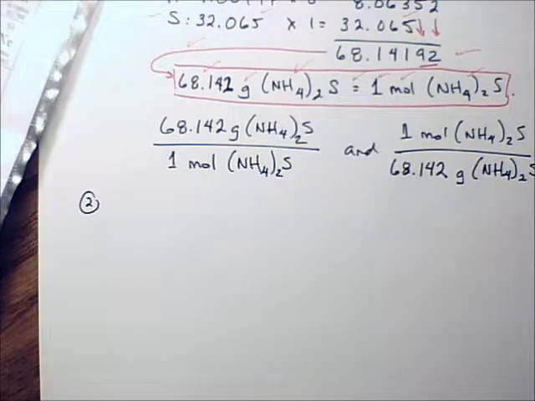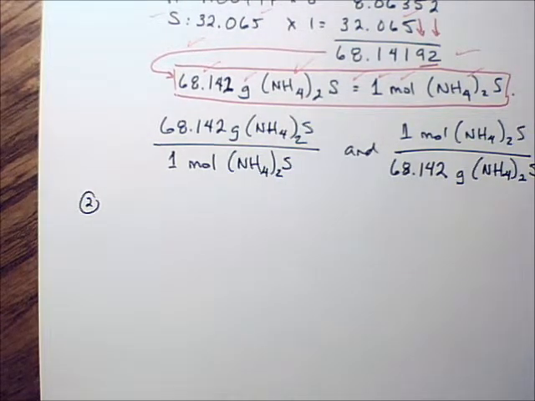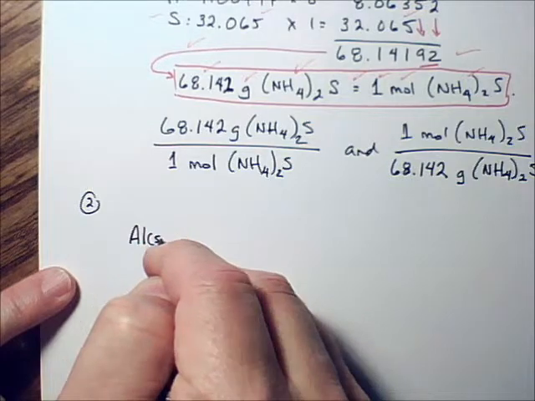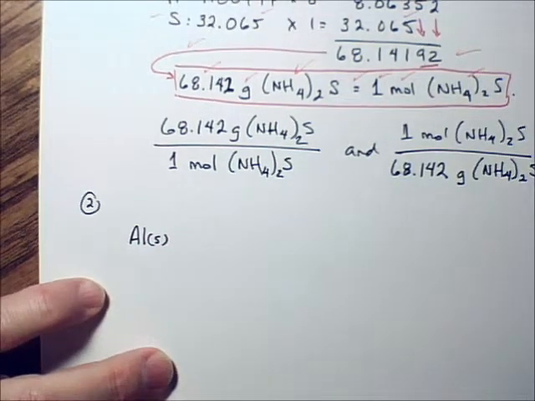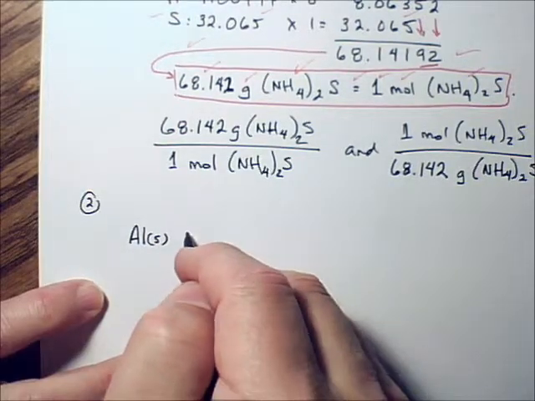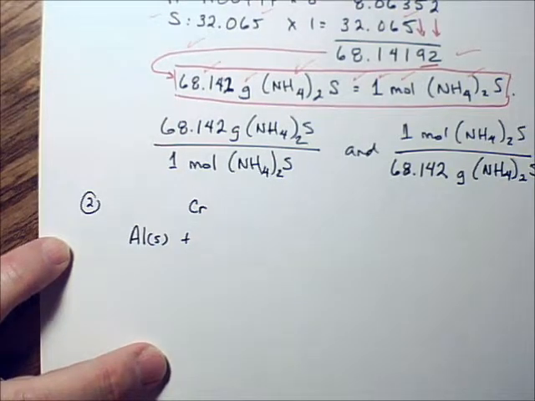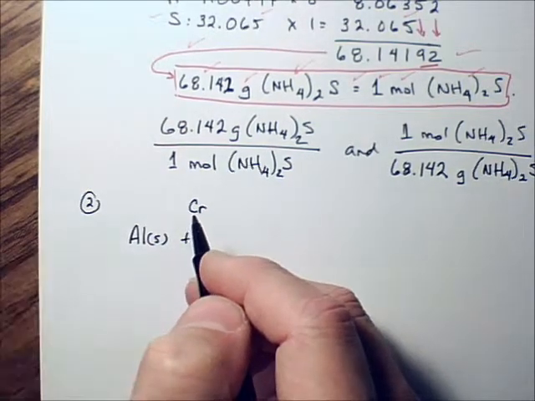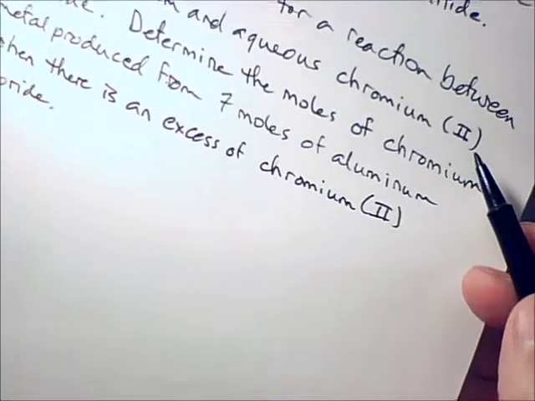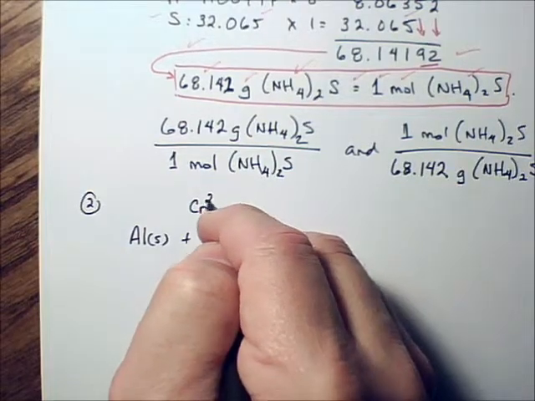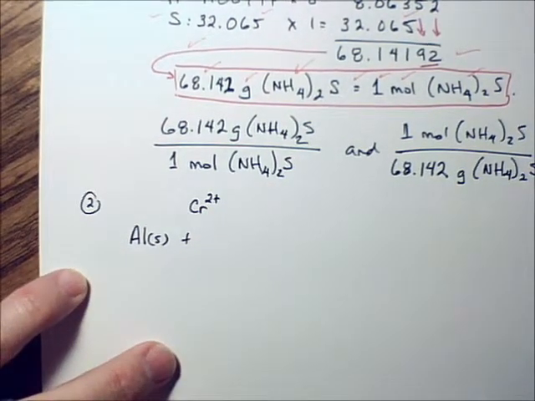Complete the equation for a reaction between solid aluminum. Well, solid aluminum is Al with the symbol S, S meaning the solid. For a reaction between solid aluminum and aqueous chromium chloride. Well, let's see, chromium, it says chromium 2 chloride in the problem. Chromium 2, the Roman numeral 2 in chromium 2 means there's a charge of +2 on this chromium ion. So chromium 2 is chromium with a 2+ charge.